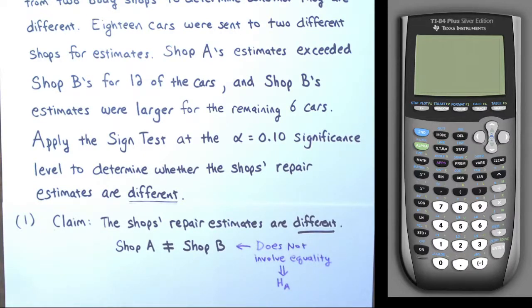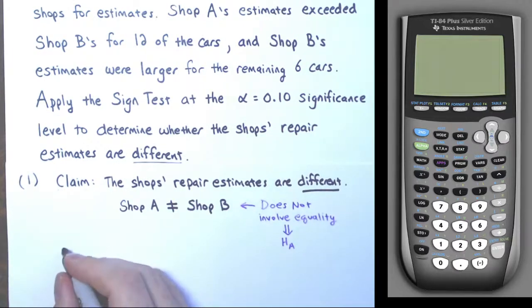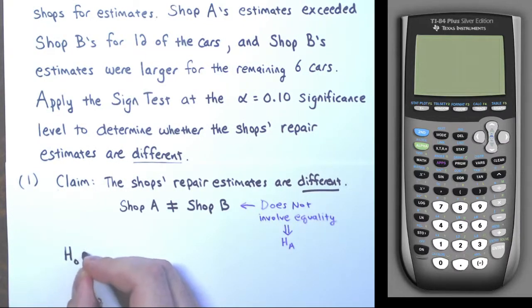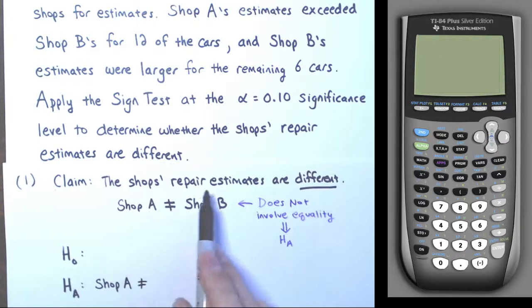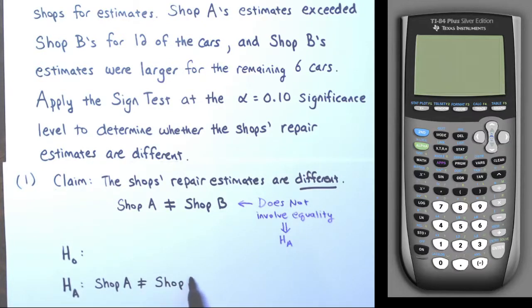All right. So here are my hypotheses: the null hypothesis and the alternate hypothesis. And again, the claim didn't involve equality, so the claim is represented by the alternate hypothesis. Now, instead of writing the repair estimates are different in words, I'm just going to say the shop A repair costs are not equal to the shop B repair costs.